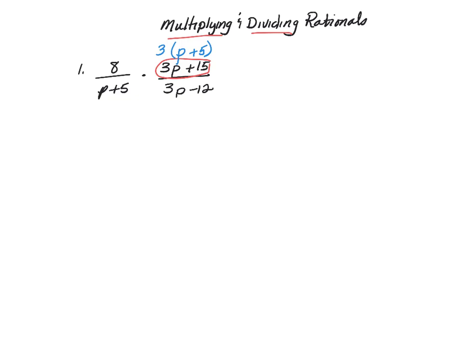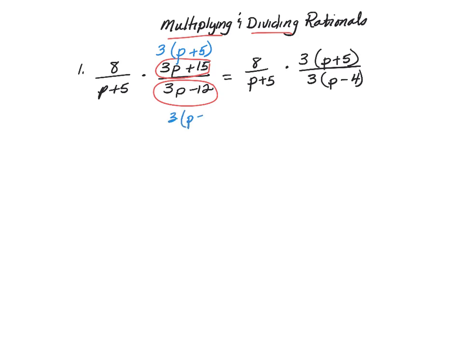Now, that means that my problem is no longer as it was, but now I'm going to rewrite it as 8 over p plus 5 times 3 times p plus 5 over 3 times p minus 4. We forgot to factor over here: our 3p minus 12 will factor into 3 times p minus 4. That was my error. Forgot to do that.